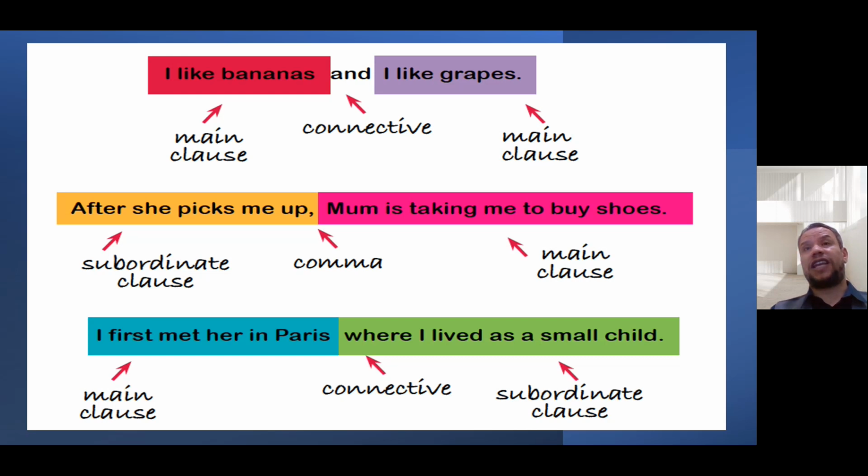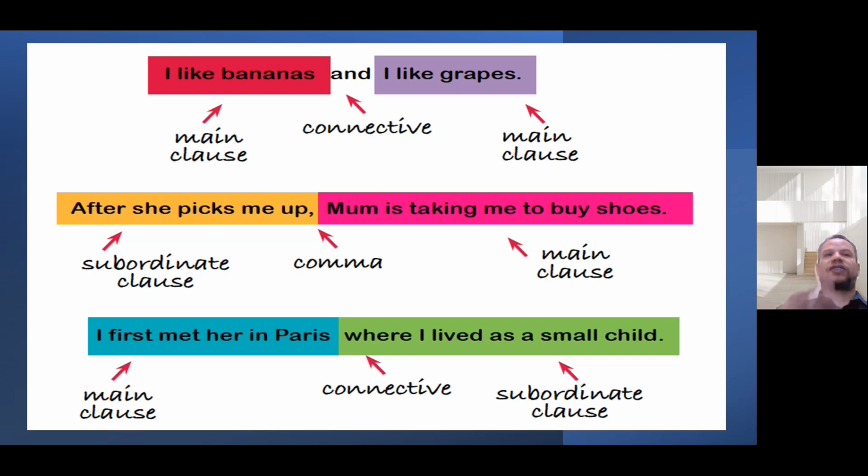Complete meaning is: mom is taking me to buy shoes. So, after she picks me up, mom is taking me to buy shoes. Mom is taking me to buy shoes is a complete meaning, so it's a main clause. But the first one is not a main clause, it's a subordinate clause, following the other. So we have to use subordinating conjunctions: after, before, while, when, in spite of, despite, and so on. If you didn't get the complete meaning for both, you have to use subordinating conjunctions, because one of them is a main clause and another is not a main clause, it is a subordinate clause.